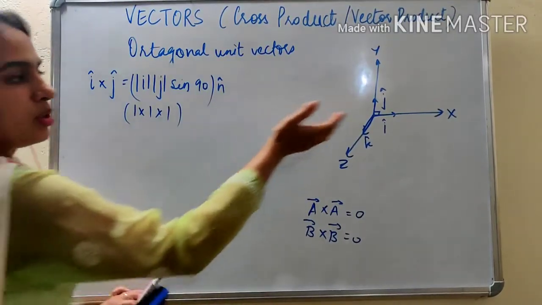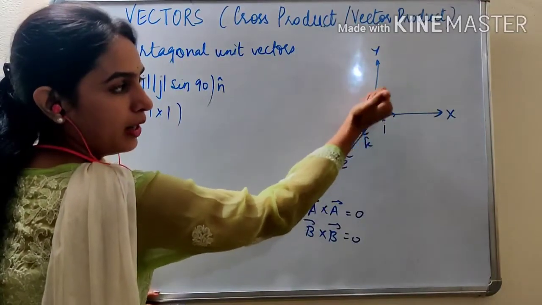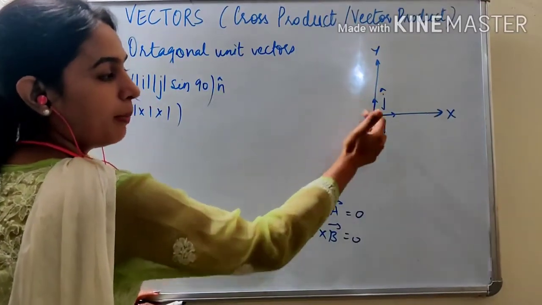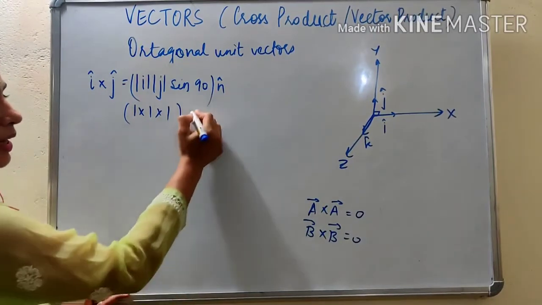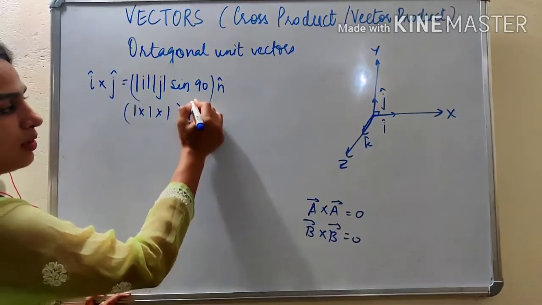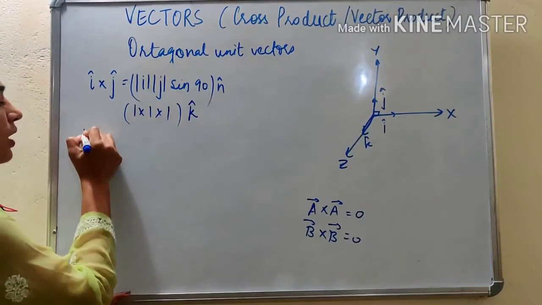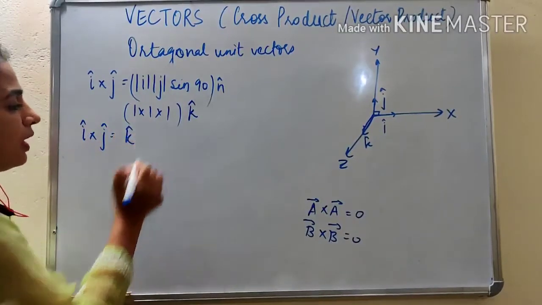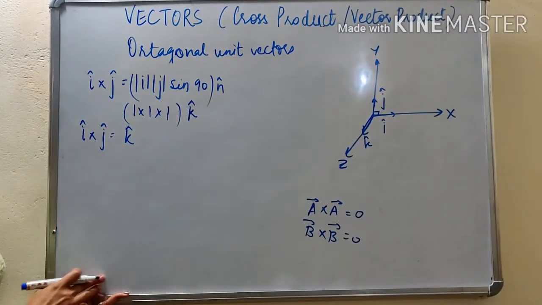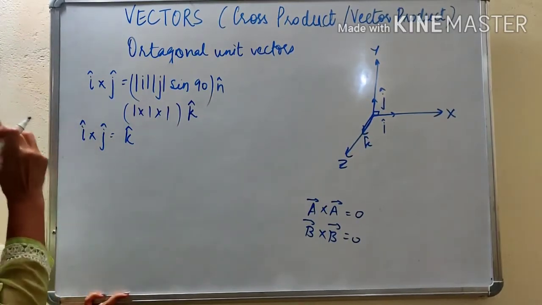So for i cross j, from i to j, the direction perpendicular to i and j is positive k, so positive z. The unit vector in the positive z direction is k cap. So we can write i cap cross j cap is equal to k cap. I, j, k. So i cap cross j cap is equal to k cap.